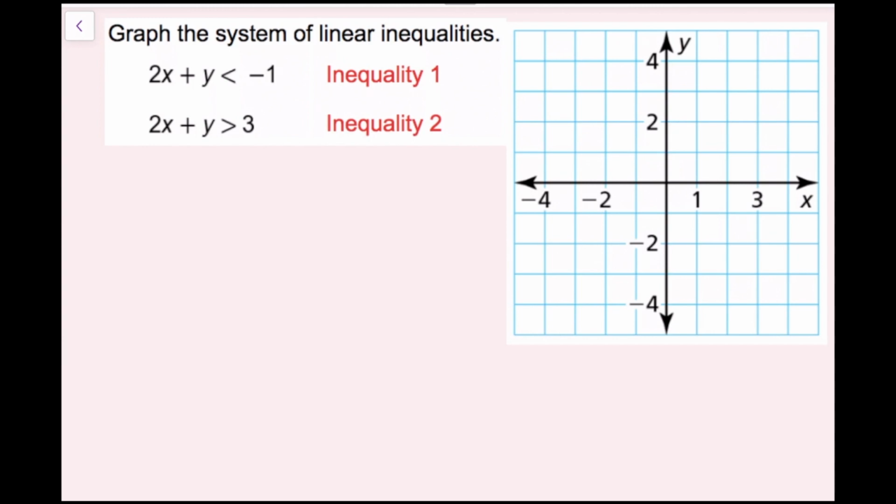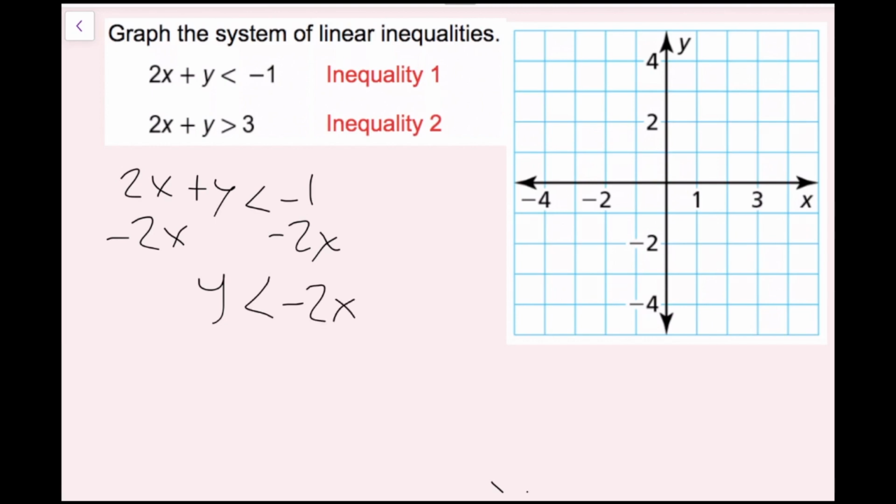So for the first one, I have 2x plus y is less than -1. I'm going to subtract 2x on both sides. I get y is less than -2x minus 1. Okay, so I'm going to graph that now. My slope is -2. My y-intercept is -1. And this is going to be a dashed line because I do not have an equal to sign right here. So I'm going to plot this.